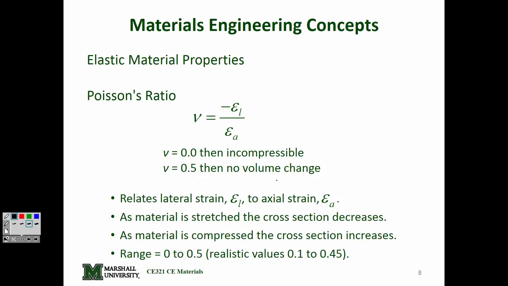A problem that they could give you would be: here's the load on this column, a compressive load on this column. How much did the column increase in diameter? And go through the process of figuring out what your stresses are, what your strains are, and then use Poisson's ratio to back-calculate what value of diameter change you would have.